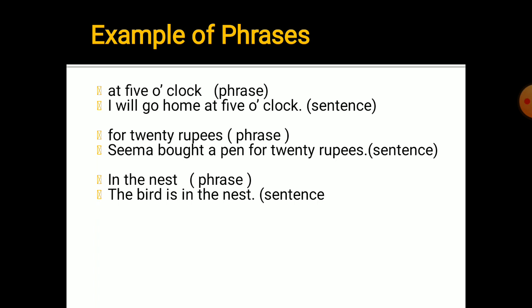Now let's take few examples to understand it properly. At 5 o'clock. This is a group of words, na? And when we say I will go home at 5 o'clock, then it becomes a proper sentence. For 20 rupees. Simply group of words. Now Seema bought a pen for 20 rupees. Now it tells us the complete meaning and now it's a sentence. In the nest. Only a phrase. But when we say the bird is in the nest, it gives us the complete meaning. And so this is a sentence.